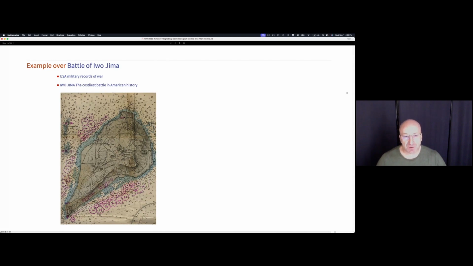Japanese soldiers, all of them died. Actually, not all of them. Some of them were taken as prisoners of war, but only because they were found unconscious. So the Japanese soldiers really wanted to fight to the last one. This is important because it has some consequences for the modeling. This is one of the most significant battles for the United States military. It's also very well documented.